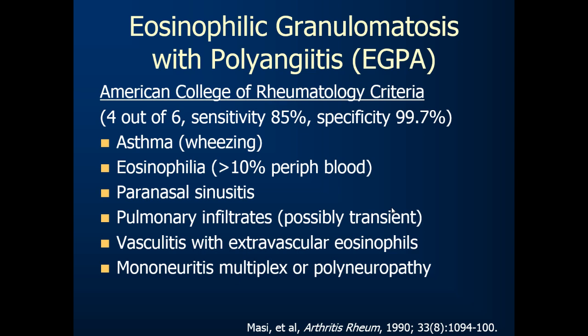Okay. So what about eosinophilic granulomatosis with polyangiitis, or EGPA? Looking at the criteria, you need 4 out of 6, and this has a sensitivity of 85% and specificity of 99.7%. I always take that with a grain of salt, because what is their gold standard? It's a group of people saying, oh, okay, I think they have EGPA. So patients with asthma, eosinophilia greater than 10% of their peripheral leukocyte count, paranasal sinusitis, pulmonary infiltrates, which can be transient, vasculitis with extravascular eosinophils, and then nerve involvement as well.